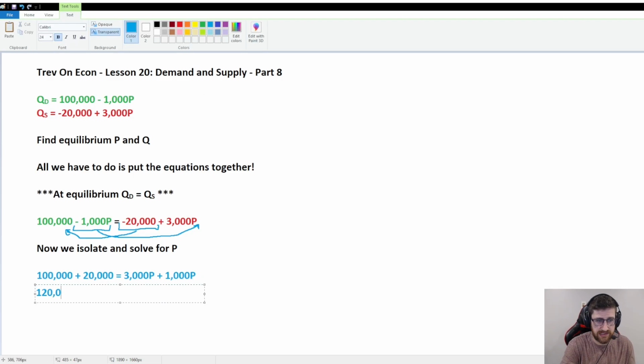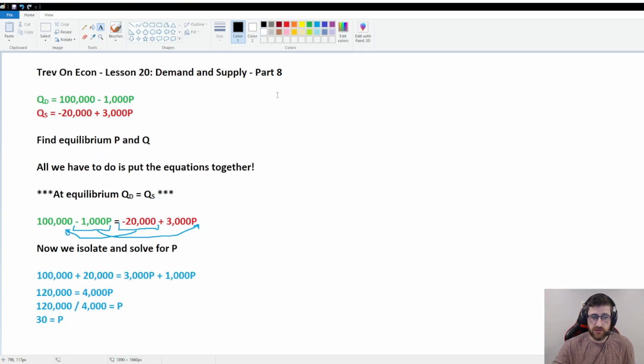So that's 120,000 equals 4,000p. All right, we divide. So 120,000 divided by 4,000 equals p. So p is going to equal what? Well, p is going to equal 30. Just to show you, you might want to see my calculator. 30, right? My mental math is bad on the best of days. So 30 is my price. Okay.